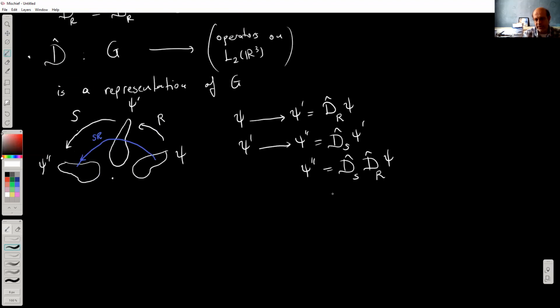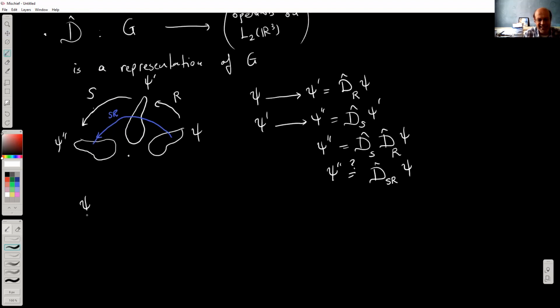And the question is whether this psi double prime is actually equal to the rotation by SR. I mean, would I obtain the same wave function if I just applied the SR rotation to psi? Something like that, okay? So let me check this. I know this is psi double prime of R. Sorry about this. I'm going to write this relationship in here, okay?